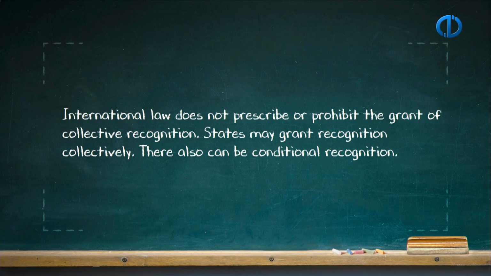International law does not prescribe or prohibit the grant of collective recognition. States may grant recognition collectively. There also can be conditional recognition. Conditional recognition implies that recognition is granted upon the fulfillment of certain stipulations in addition to the normal requirements by the recognized entity. As a legal concept, conditional recognition has no real significance. Besides these recognition types, there also is the doctrine of non-recognition. The idea behind the doctrine is not to reward a state for its unlawful acts.